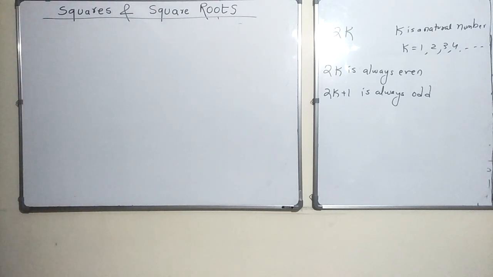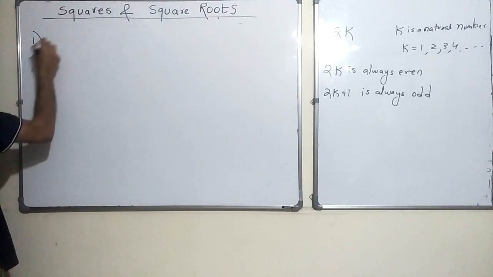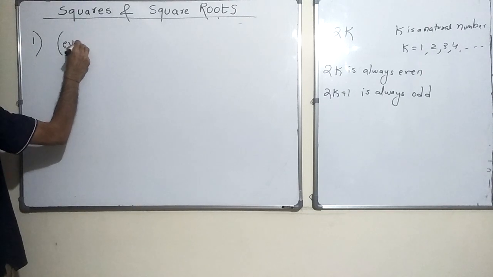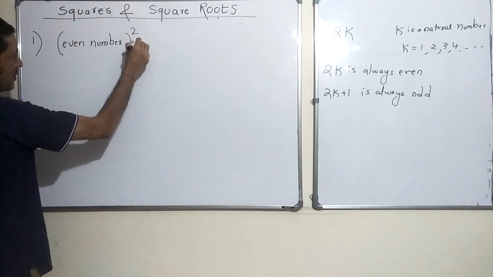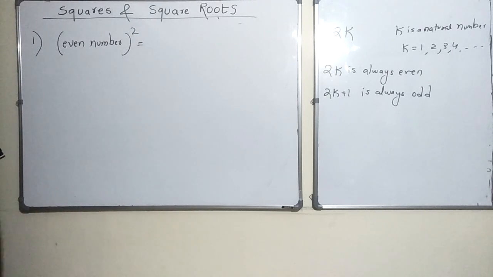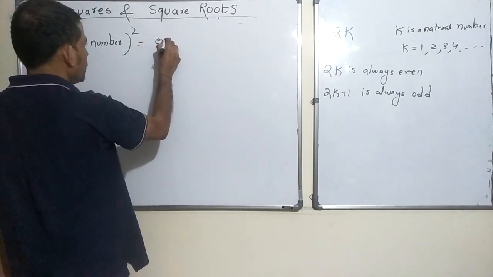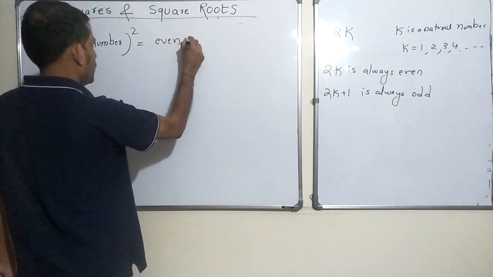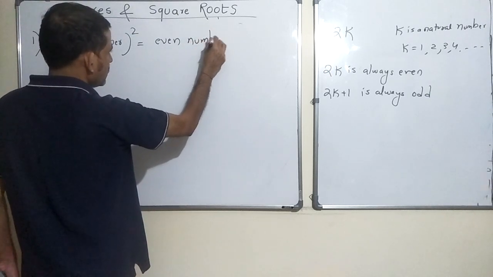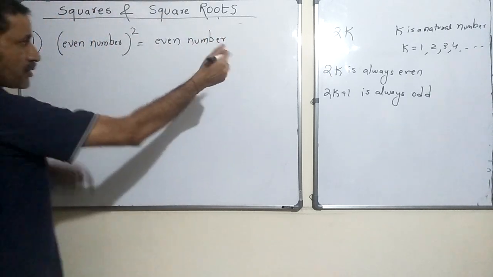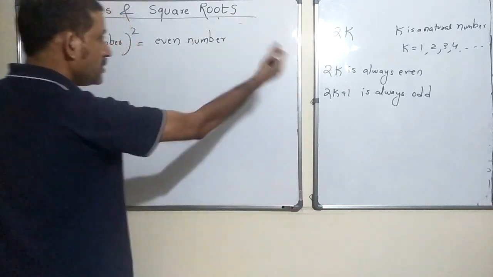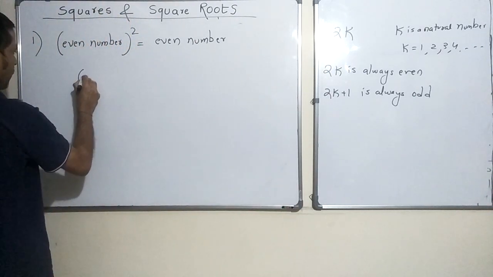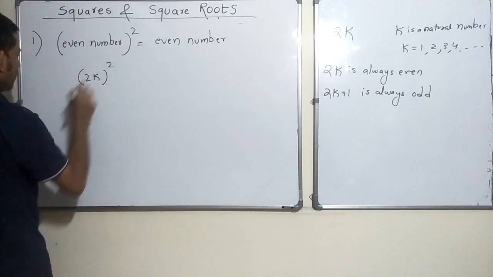Now the first property is: the square of an even number is always even. How do you prove this? We use the concept which we just explained. So an even number, can I say 2k, the whole square?